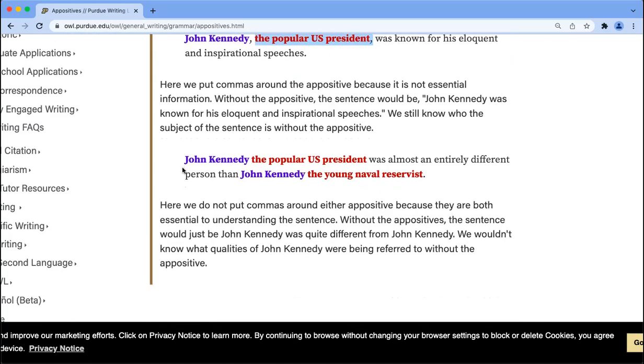If I have, for example, two John Kennedy in a sentence, and I want to make sure which John Kennedy I'm talking about, I need an appositive after each. The first one, John Kennedy, the popular US president, was almost an entirely different person than John Kennedy, the young naval reservist. So punctuation is the emotion of your sentence, not to make a mess, not to forget that.